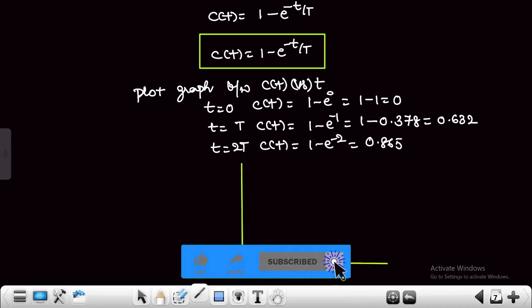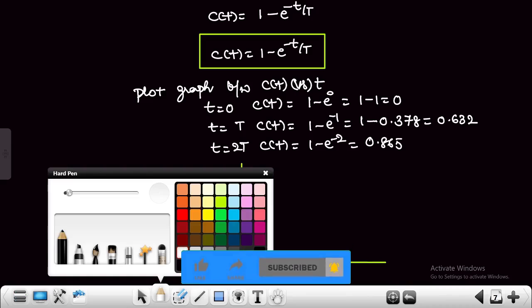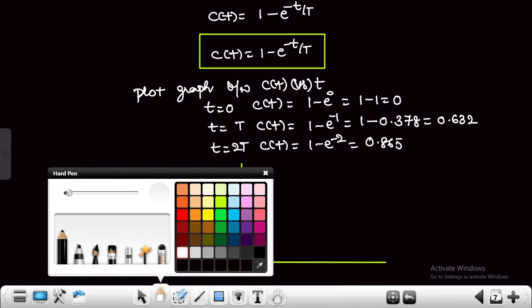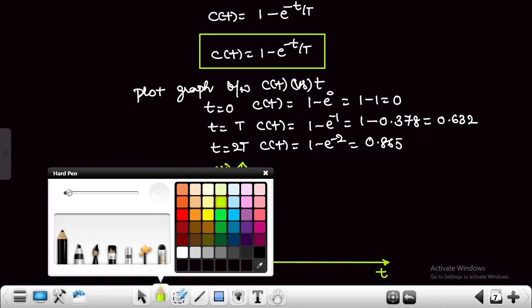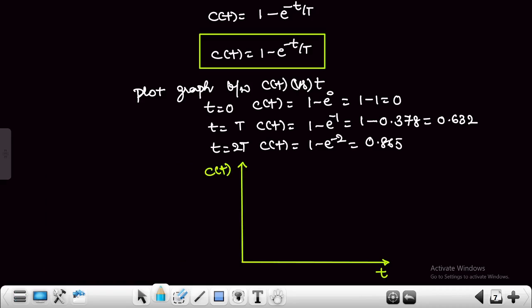The response will be like this. How are you going to get the response? You are going to get the response like this. See here how the response c of t versus t. The response will be, if you observe clearly, it is exponentially increasing. We can say it is exponentially increasing. The value increases exponentially.